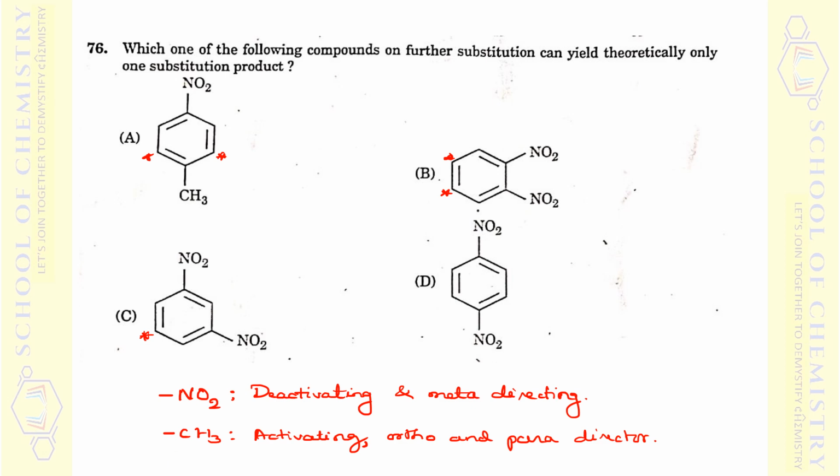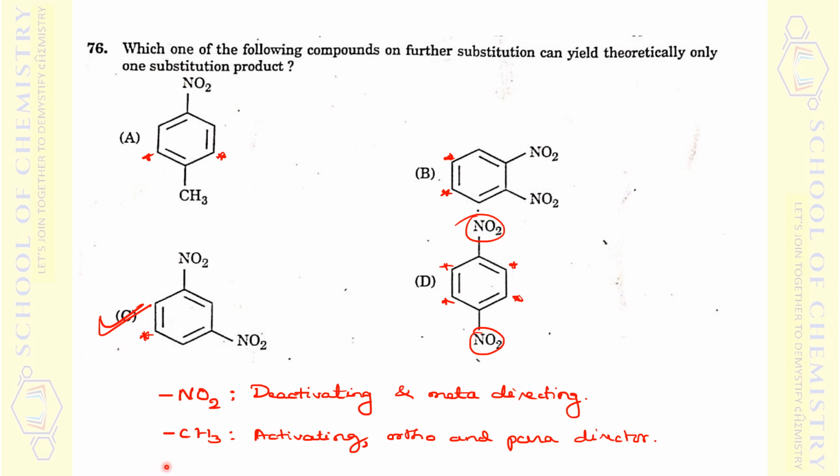Further, if you just extend the logic here, for this nitro group, two meta positions, and for this nitro group, two more meta positions. So it should be possible here and here according to this group, and here according to this group. So according to the question, option C should have been the correct answer. And yes, it is given as the correct answer.